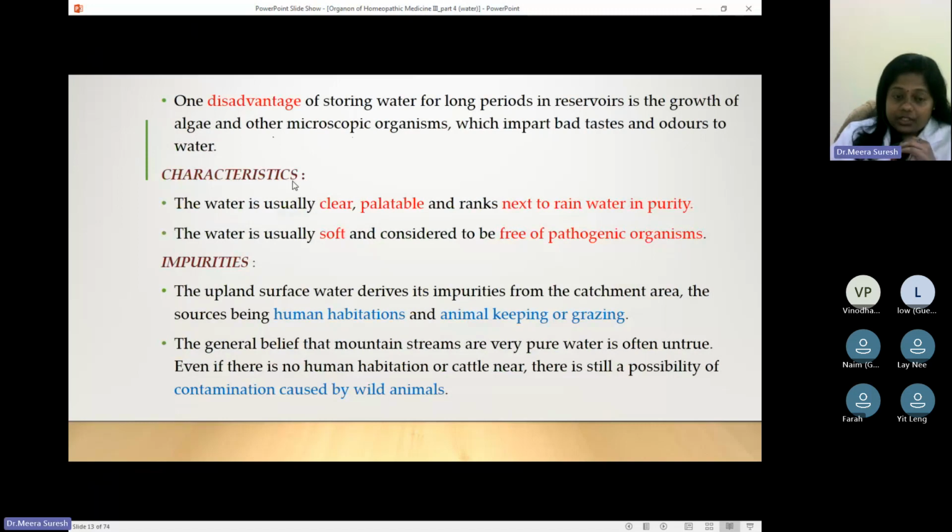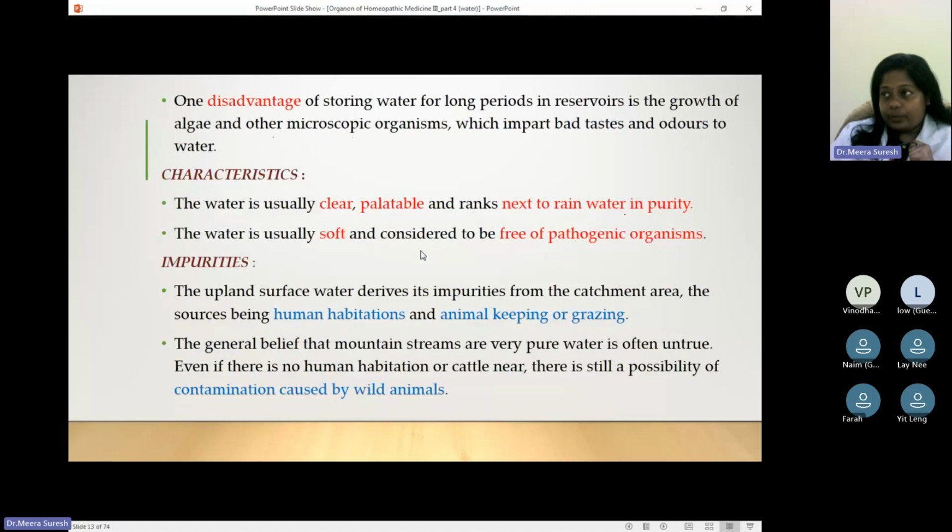That is why they accumulate water in such a large quantity. The characteristic of the water in impounding reservoirs, or dams, is that it is very clear, palatable, and ranks next to rainwater in purity. The water is usually soft and considered to be free of pathogenic organisms. But still, though we say the water is clear, palatable, and next to rainwater, it doesn't mean that it is as pure.